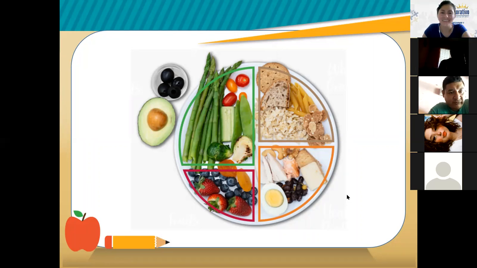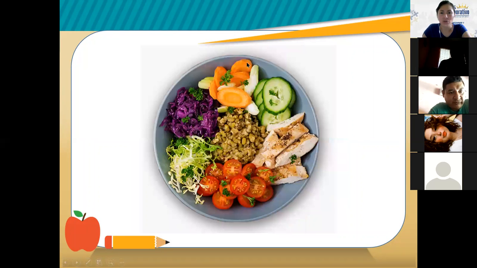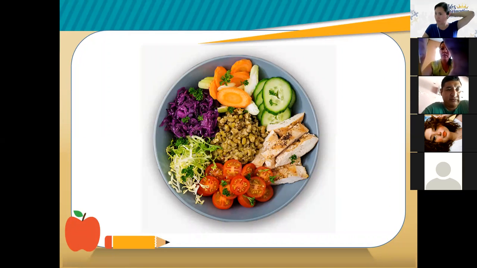Ok, so here we have a salad, right? What are the ingredients for this salad? Ok, what can you see here? What are the ingredients? Cherry tomatoes. Cucumber, very good. Chicken. Carrot. Carrots, okay.